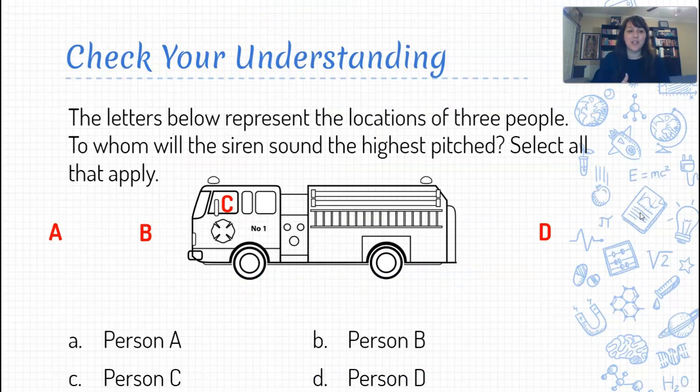One last check for understanding. Say we've got a fire engine moving along to the left here, and it's got its siren going because they gotta save lives, dang it. So we've got four different people here in locations A, B, C, and D. Who is going to hear the highest pitched siren as the fire engine is driving? And there may be more than one correct answer.